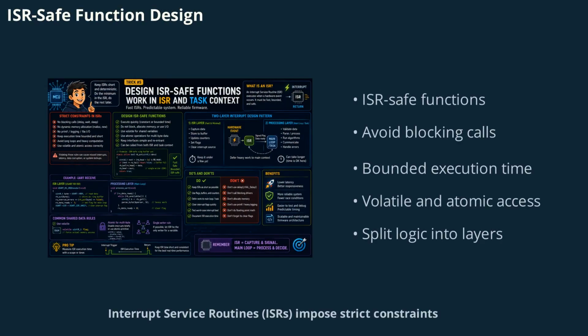Interrupt service routines, ISRs, impose strict constraints. Design low-level functions so they can safely be called from both ISR and task context. Avoid blocking calls, do not allocate memory, keep execution time bounded, and use volatile and atomic access correctly.